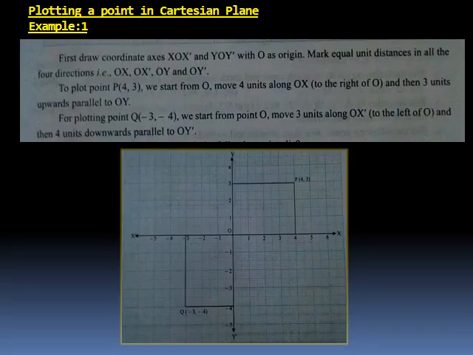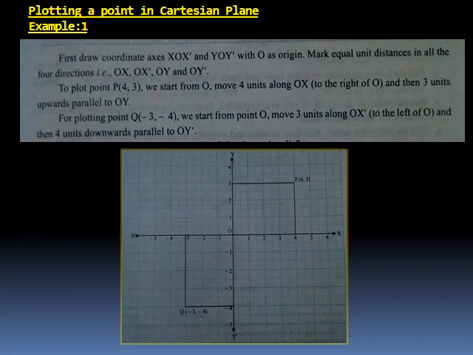Plotting a point in Cartesian plane. Example 1. Here in example 1 we are going to see how to plot a given point on a Cartesian plane. First, draw the coordinate axes XOX' and YOY' with O as origin. Mark equal unit distances in all the 4 directions, that is OX, OX', OY and OY'.